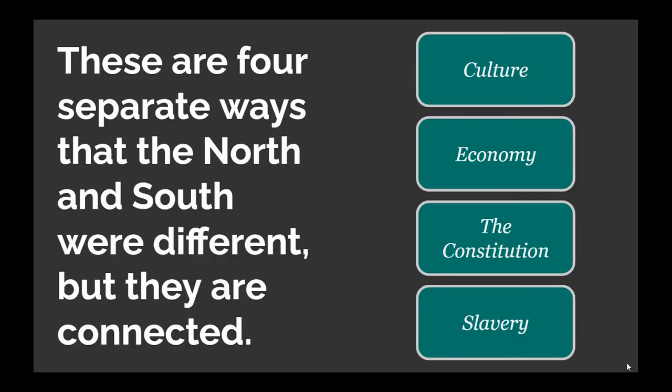These are four separate ways that the North and South were different, but they are connected. So their culture, their economy or the way they make money, their views on the Constitution, and their views on slavery. While they are four separate topics that divided the North and South, they are connected.